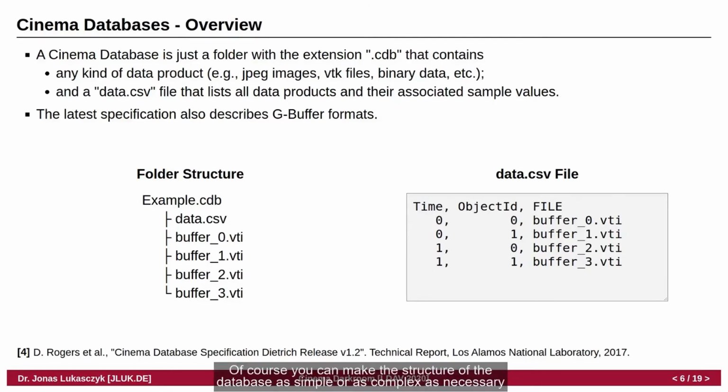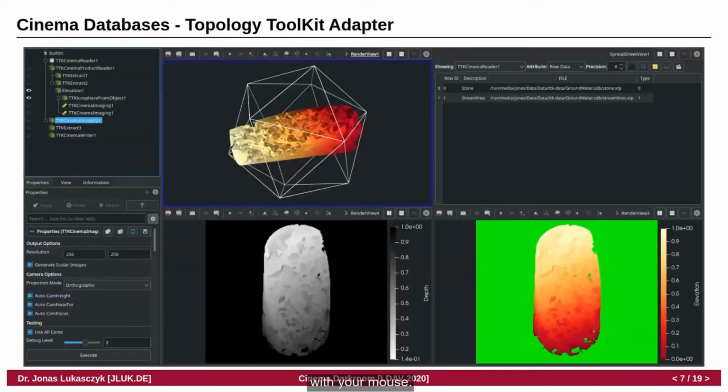Of course, you can make the structure of the database as simple or as complex as necessary for your project. For example, if you want the user to be able to rotate the camera, then you need to store geometry buffers for different camera angles and record for each buffer the corresponding camera angle in the CSV file. Any intelligent cinema explorer will understand this and then allow you to rotate the camera with your mouse.